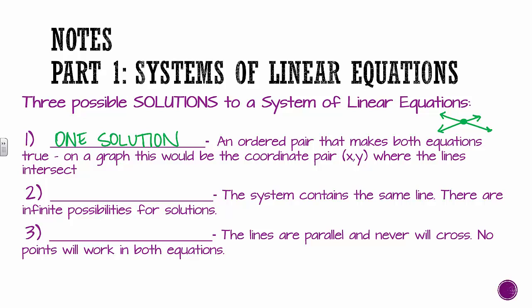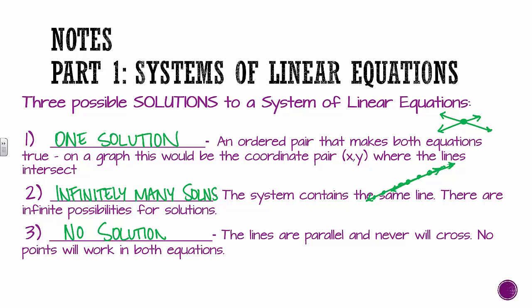The next possibility is when you have infinitely many solutions. And this is when the system contains the same line, because there's infinite possibilities for solutions. So it's like if I graph one line and then it ends up being the exact same line on top of it, all of these points work for both lines. And then the last one is no solutions. And this is when the lines are parallel and they never cross. So you got 2 lines here that never have an intersection point. That means that all of the points on this line don't work in this graph and vice versa.